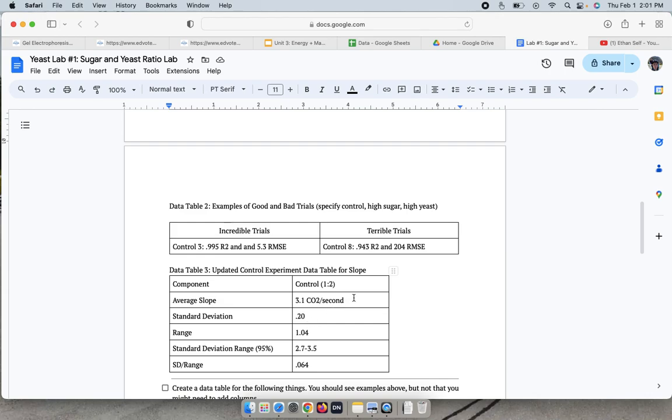We'll go over these. All of you might have very different results, but we will go over this on Monday and Tuesday if you have questions before the lab.